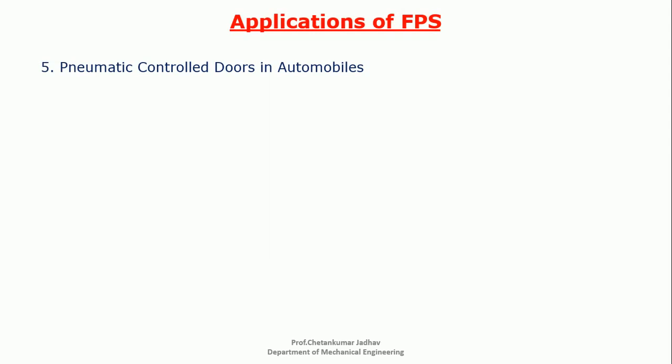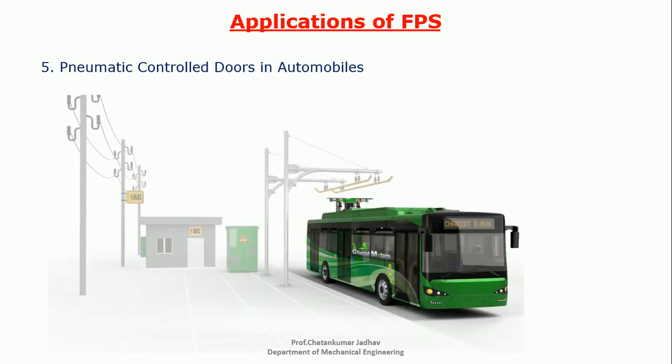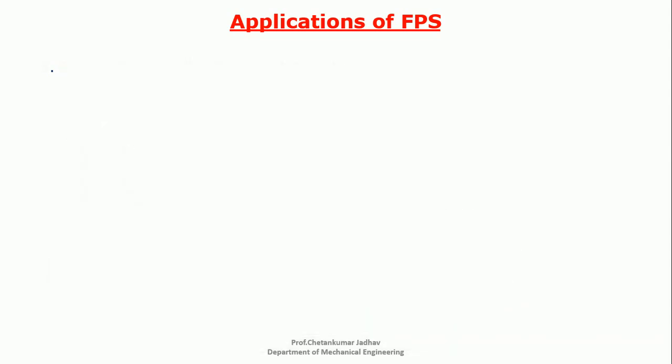Students, the fifth application of fluid power system is pneumatic controlled doors in automobiles. As we have seen in modern buses, the doors will open and close automatically. Usually these doors are connected to pneumatic cylinders present at the back side of the doors. As the cylinder extends and retracts, the door will open and close. Hence, with the help of a pneumatic cylinder, we can control opening and closing of doors.